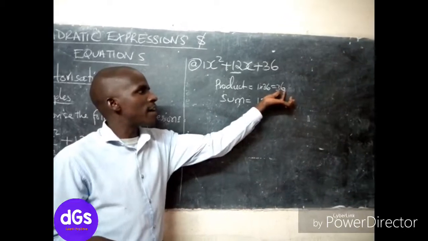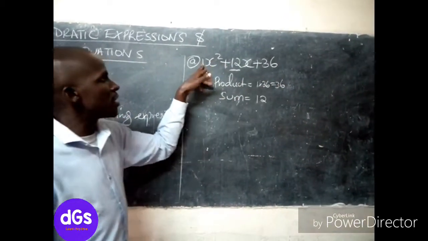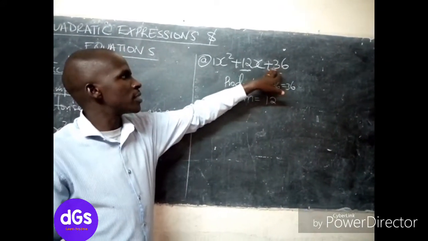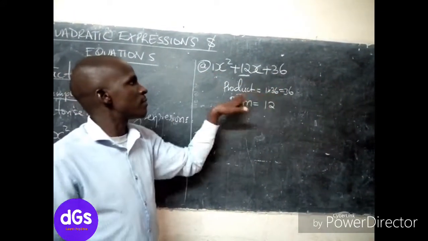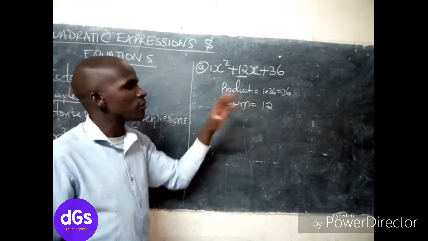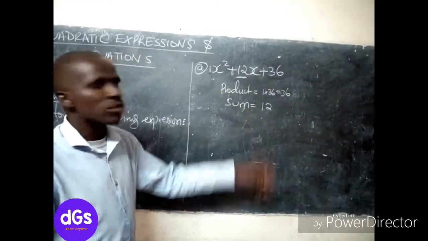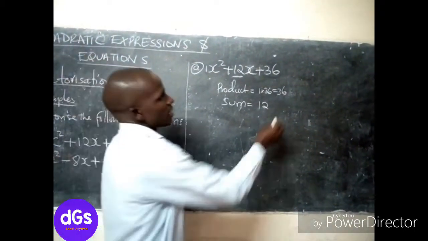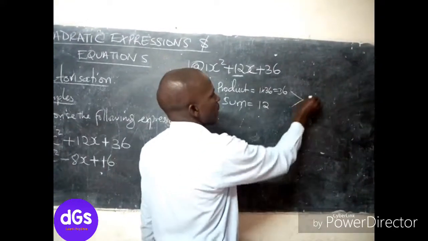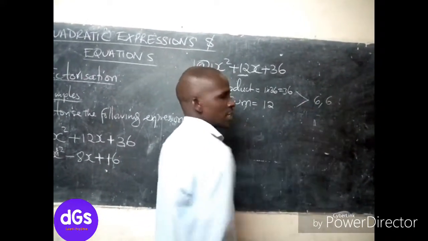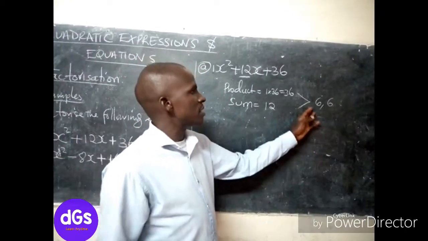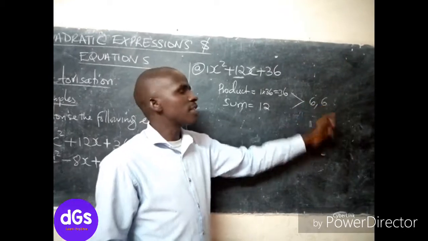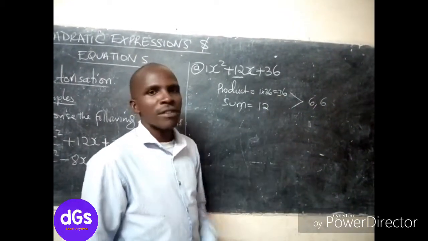Have I arrived at 36? I've taken the coefficient of x squared here, and also this value on the other end. So 1 times 36, the product should be 36, and the sum of those two values should be 12. Now, which two numbers fulfill such a condition? You find that it is a positive 6 and a positive 6, because if you add positive 6 and positive 6, it gives you positive 12. If you multiply positive 6 times positive 6, it gives you positive 36.